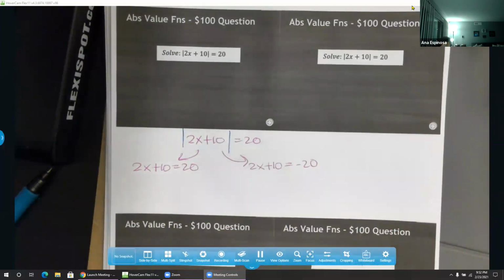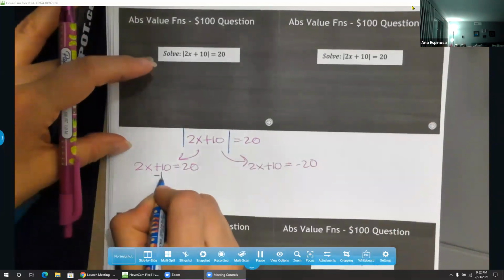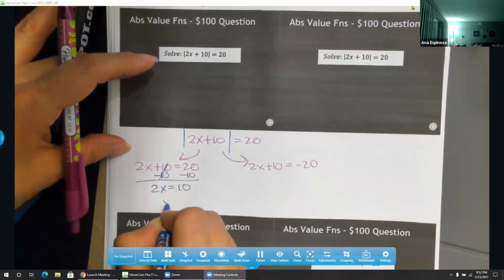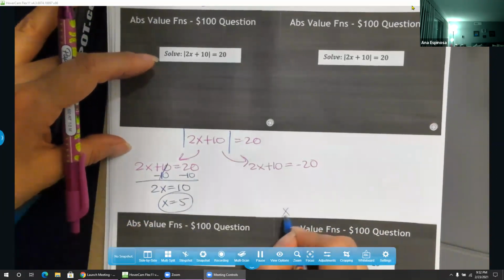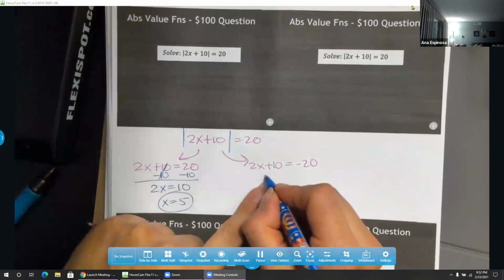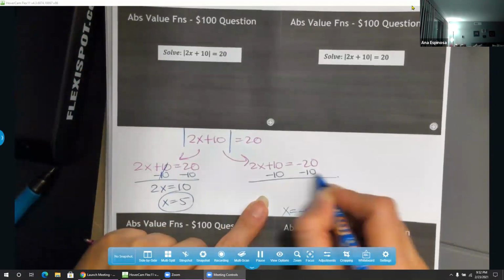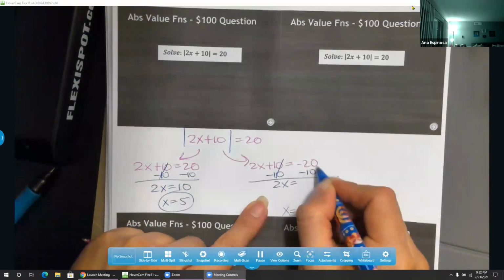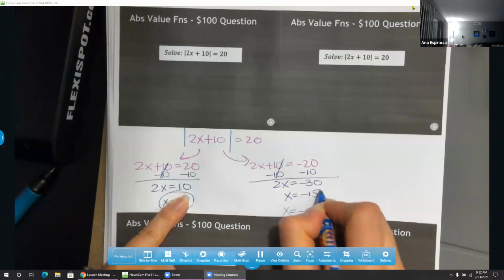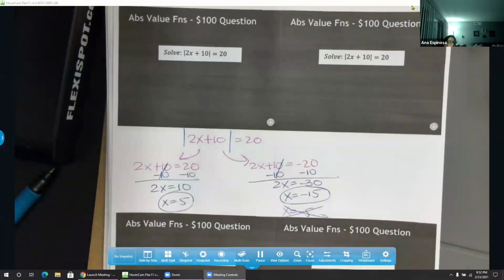And you also have to show work on this test, so make sure you know that. I subtract 10, 2x equals 10, so x equals 5. If you assume that this is going to be x equals negative 5, you're incorrect, so please don't do that. Do the work. Negative 10. This is not going to be 10, this is going to be negative 30. And when you get x, it's negative 15. See, told you this is not correct. There's no need to graph these because these are just two dots on a horizontal line. So those are your answers. Okay.